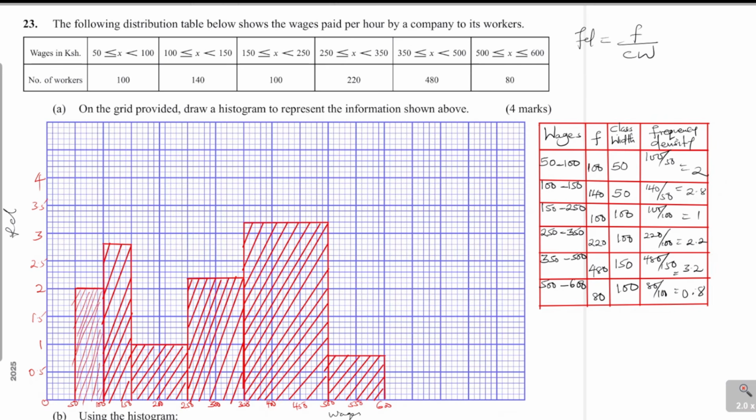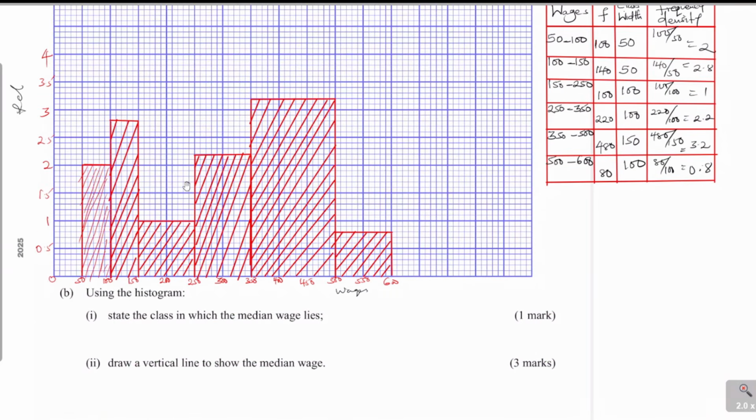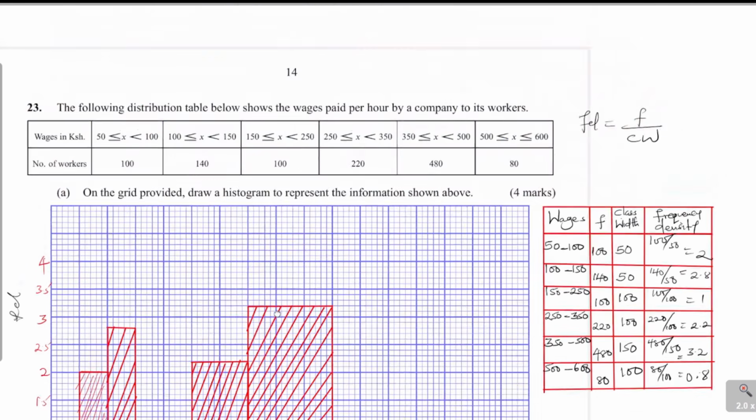Now we go to the questions. After drawing the histogram, use the histogram to state the class in which the median wage lies. So the first thing we're going to do is to get the position of the median. How do you get the position of the median? By taking half multiplied by the total frequency. The total frequency in this case is the total number of workers.